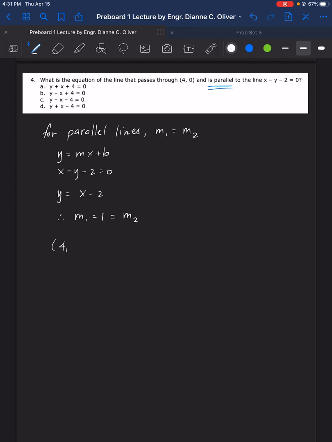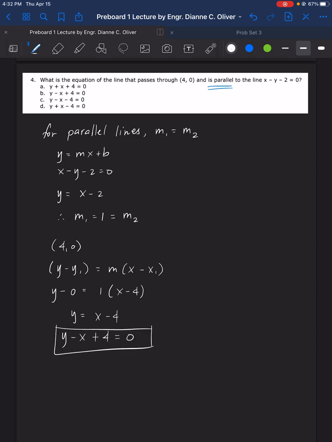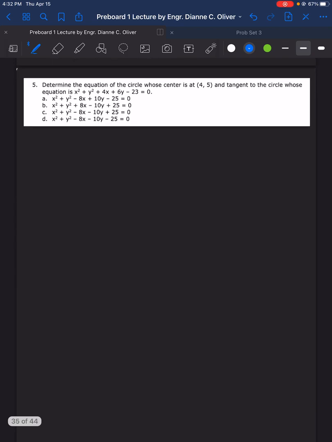Using the point 4, 0, this is the point for the second line. Let's name the line to where this belongs, m2. Using the point slope form, y minus y1 equals m times x minus x1, in this case y2. So m2 is equal to 1 times x minus 4. y is equal to x minus 4. Therefore, the parallel line is y minus x plus 4 equals 0. And the answer for number 4 is y minus x plus 4 equals 0, and that is letter B. Let's go to number 5.